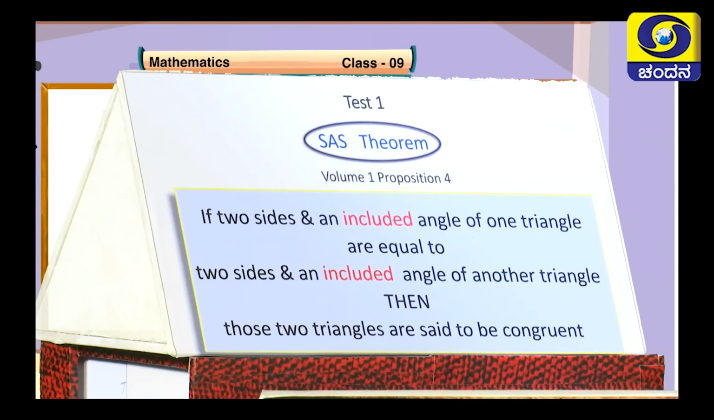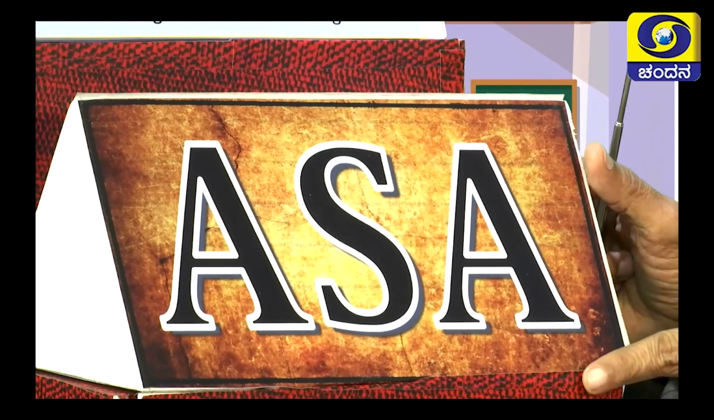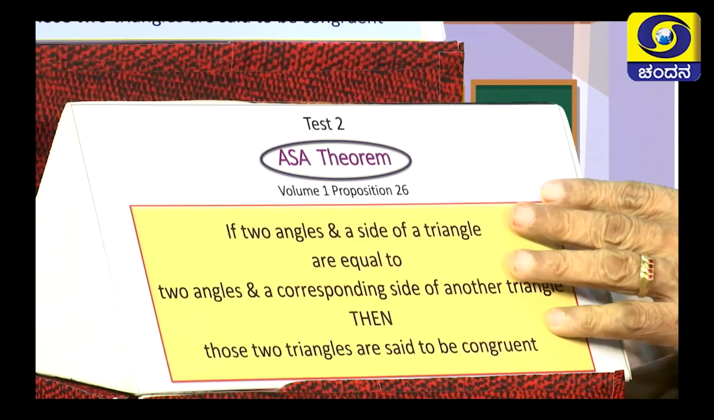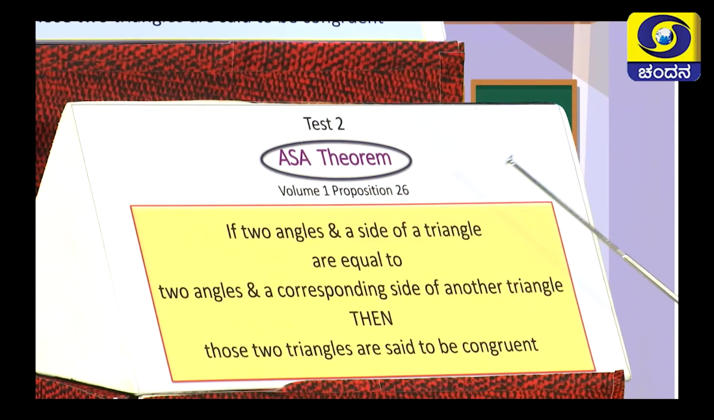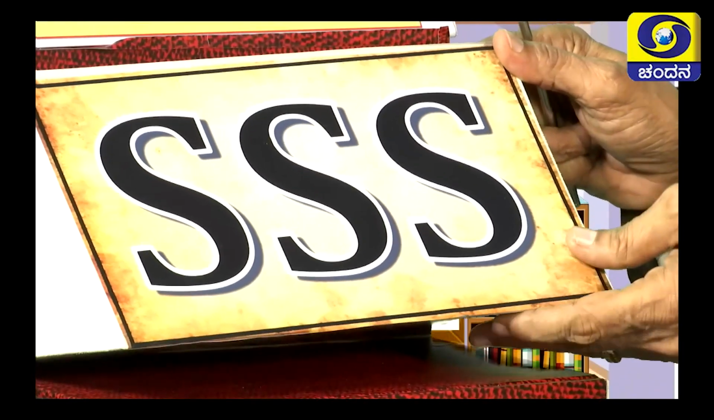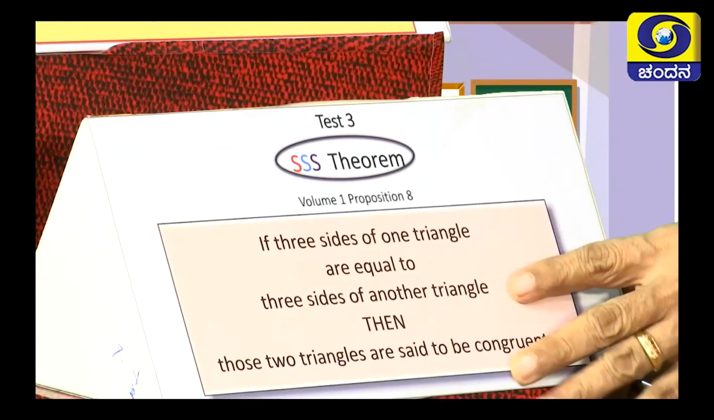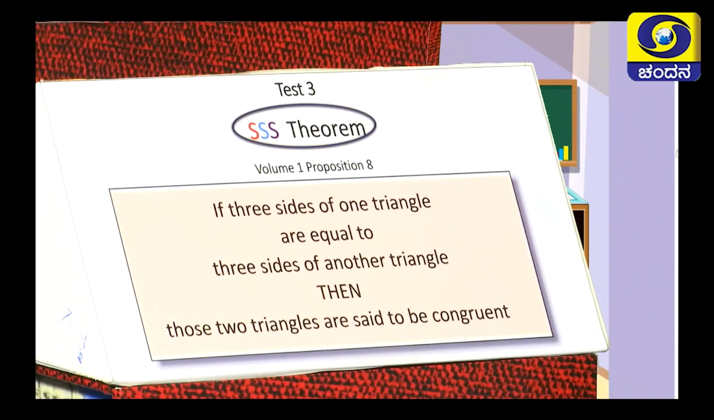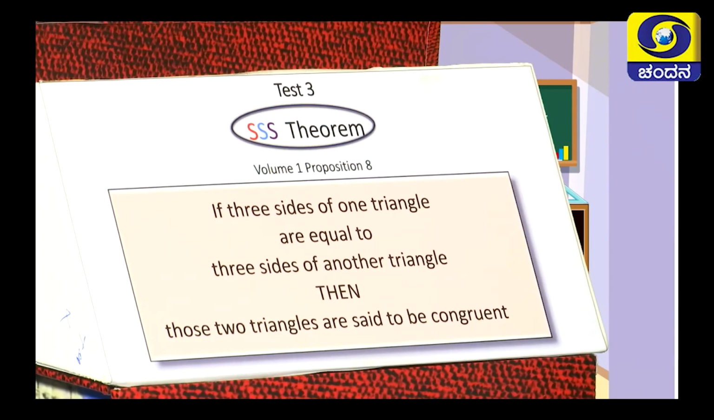So, test number 2, children, is the ASA test, which states that if two angles and a side of one triangle are equal to two angles and a corresponding side of another triangle, then those two triangles are said to be congruent. Shall we go to the third one? That is the SSS criterion, which states that if three sides of one triangle are equal to three sides of another triangle, then those two triangles are said to be congruent.